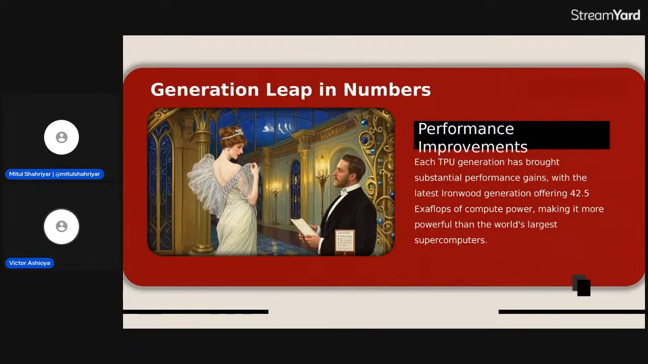Now, the performance improvements. Each TPU generation has brought substantial performance gains, with the latest pod offering 42.5 exaflops. So now, training cycles are measured in flops, exaflops at the highest, right, making it more powerful than the world's largest supercomputers.